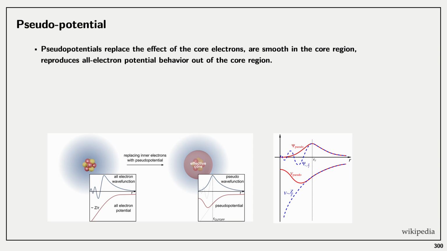So why is that important? There are two aspects. The first aspect is that the core electrons, the ones closest to the nucleus, are the ones with the lowest energy in the whole spectrum. They have such low energy that it's not easy to excite them. That's why they do not participate in the chemistry.